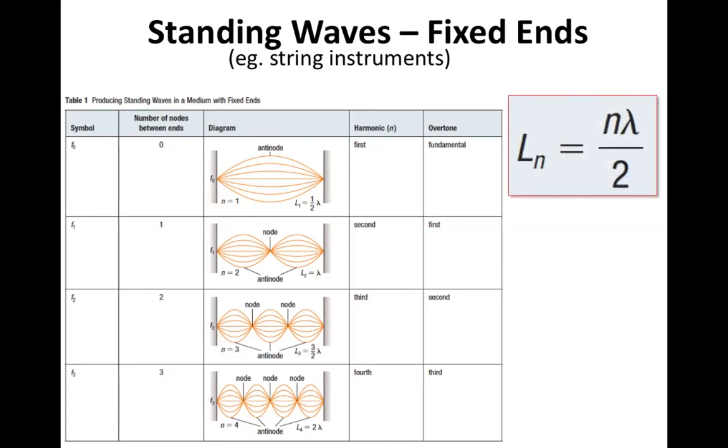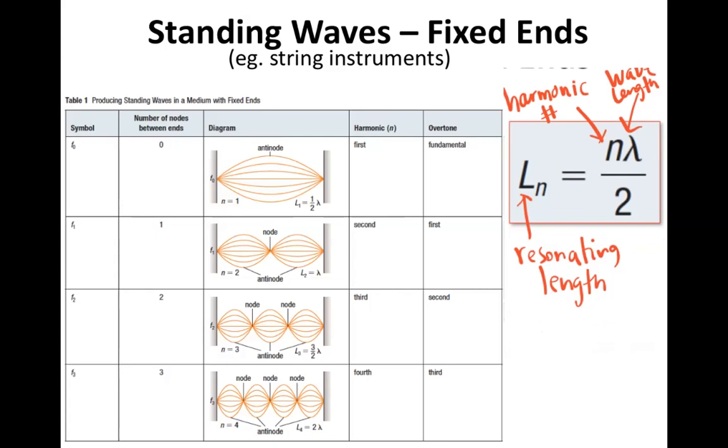There is an equation that relates what fraction of a wavelength you have with the length of the string. So the length of the string, or the resonating length, is equal to a whole number times lambda divided by 2. The whole number is called the harmonic number. So you have the first harmonic, second harmonic, third harmonic. This would be n equals 1, n equals 2, n equals 3. This is the resonating length, so that's the string in order to make that happen. And then we have the wavelength.